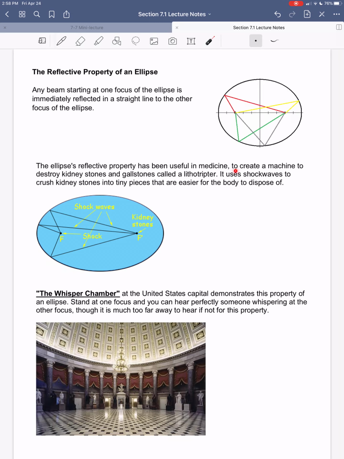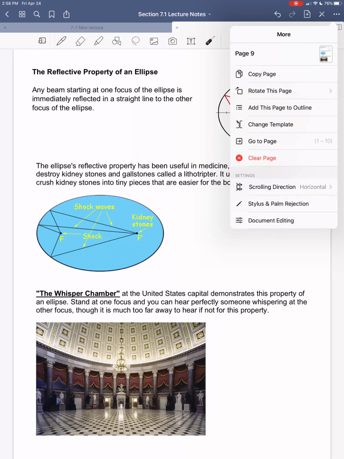This is used sometimes in medicine to destroy kidney stones or gallstones. It uses shock waves of sound that get bounced to where the kidney stones are located. So the person is placed so that the kidney stones are at this other focus, and then sound waves emanate here and get reflected and destroy the kidney stones. There are whisper chambers or whisper rooms where you can stand in two locations, and if somebody is at one focus and whispers, somebody at the other focus can hear that whisper perfectly clearly, even though it could be very far away where that wouldn't normally happen. You sometimes see that kind of thing at science museums.